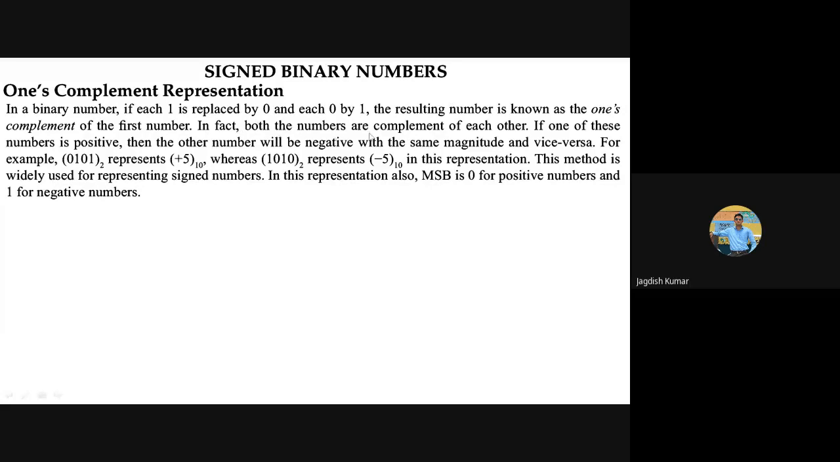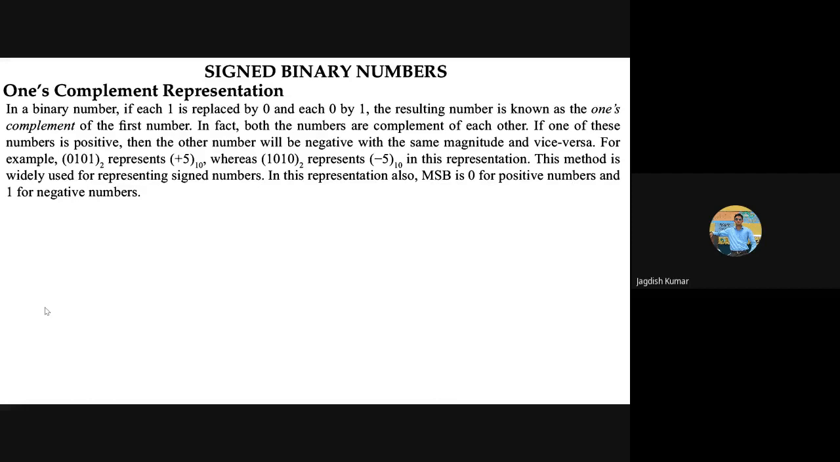In fact, both numbers are complements of each other. That's also interesting. If you have one number and take its one's complement, you will find another number. And if you take the one's complement of the second number, you will find the first number itself. Means the one's complement of the one's complement of a number is the number itself. If one of these numbers is positive, then the other number is going to be negative. That is the idea employed in one's complement representation.